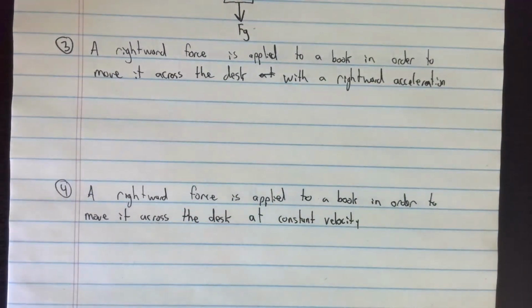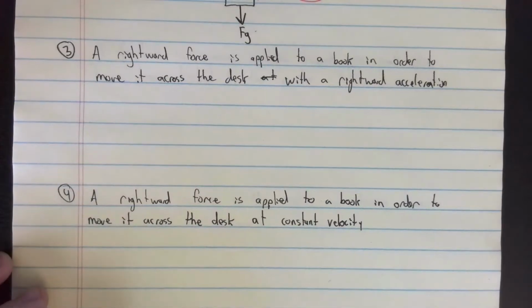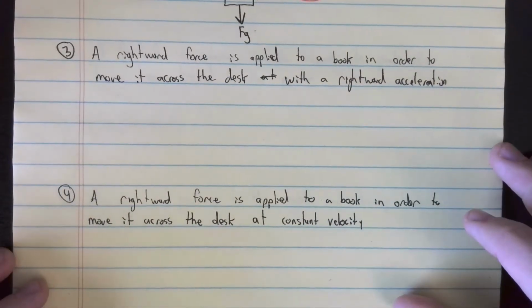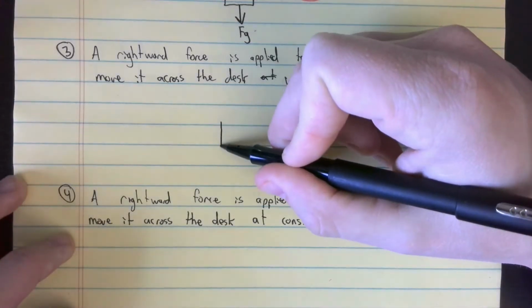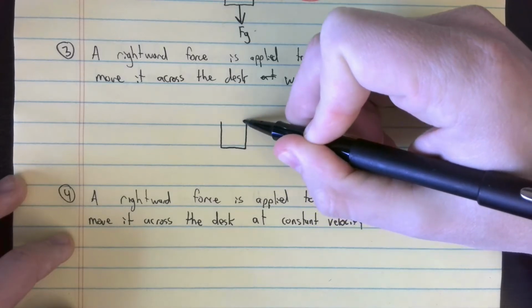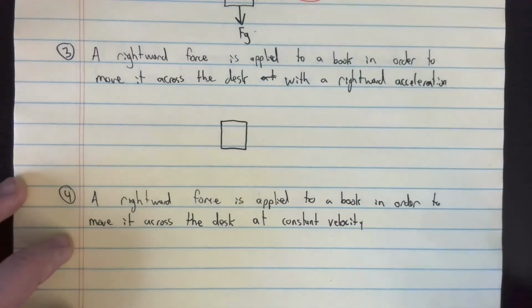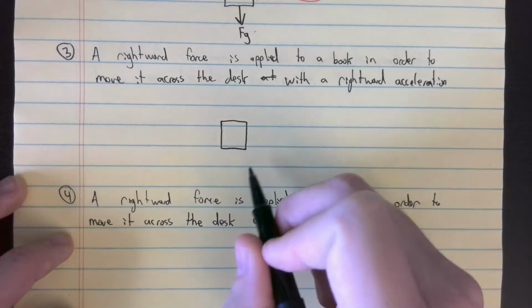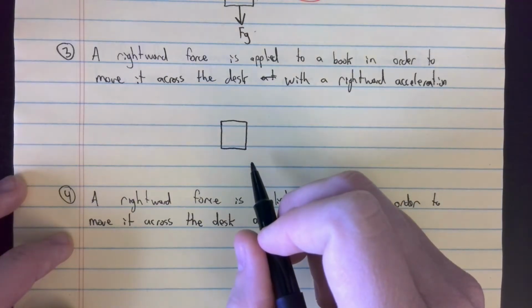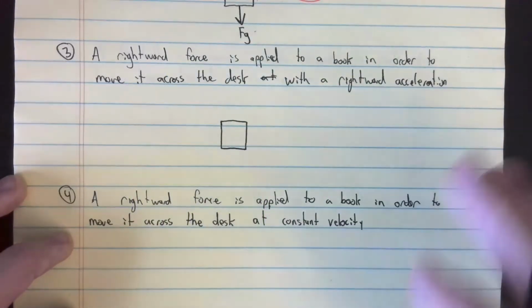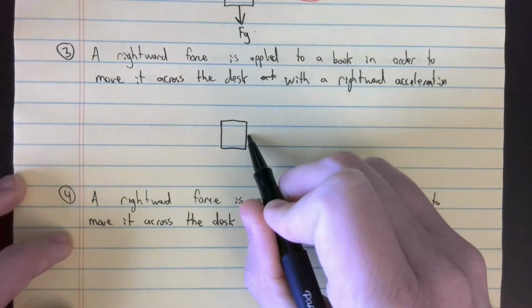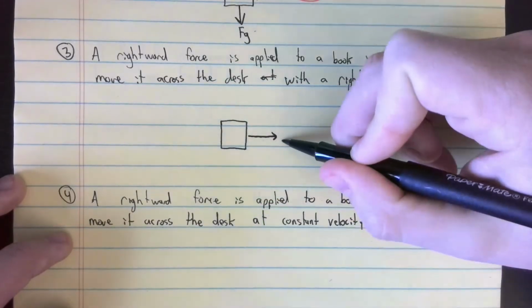Number 3, a rightward force is applied to a book in order to move it across the desk with a rightward acceleration. Now you notice I'm just drawing squares. You could draw really fancy pictures if you wish. I like to keep it clean. A rightward force is applied. That just basically means someone's pushing it to the right. Someone's taking their hand and pushing it this way, or pulling it.